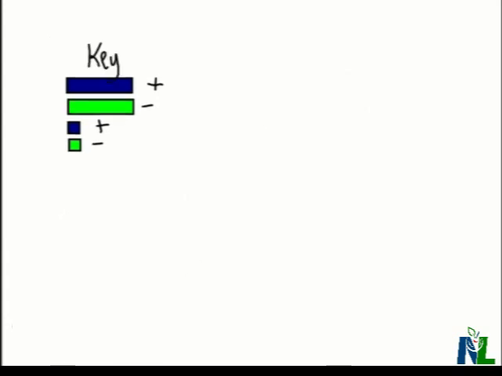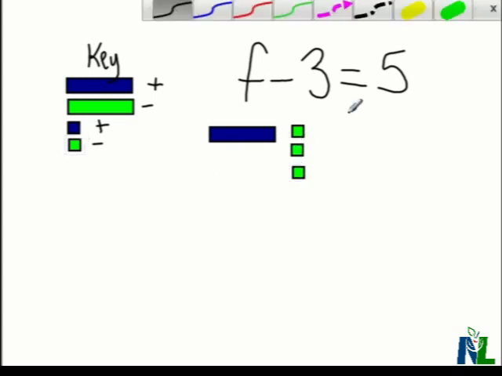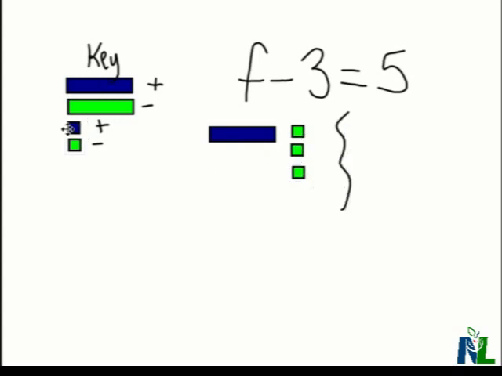Now we can do ones that are a little bit harder than that too. The nice thing about the algebra tiles is that we can actually do negatives now. So we can represent this equation by using an algebra tile to represent f, and -3, we're going to use 3 green tiles because they are negative tiles. We're going to make it equal to 5. 1, 2, 3, 4, 5. Now we've got our equation.